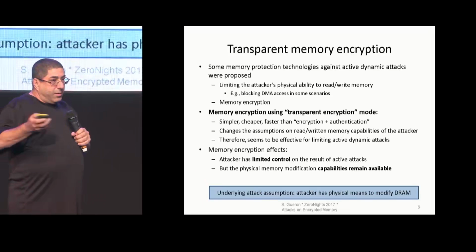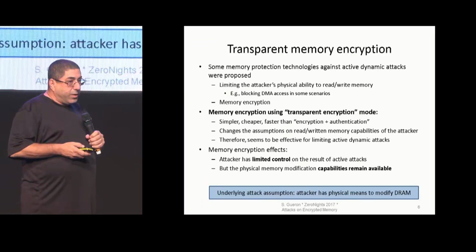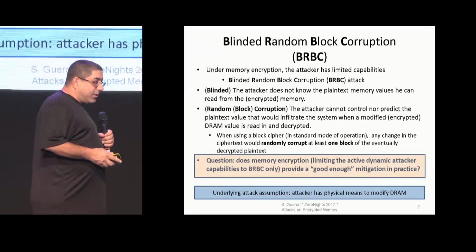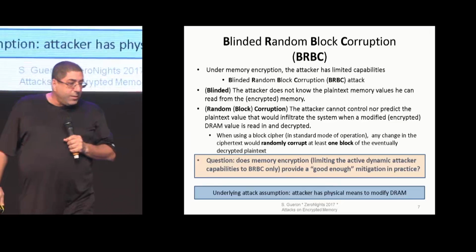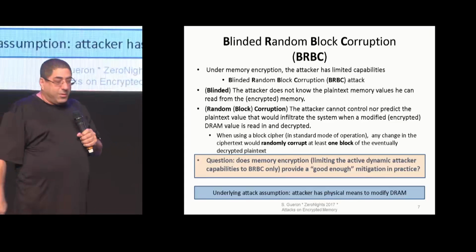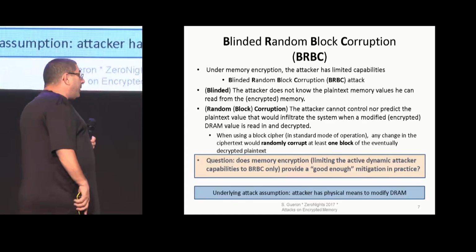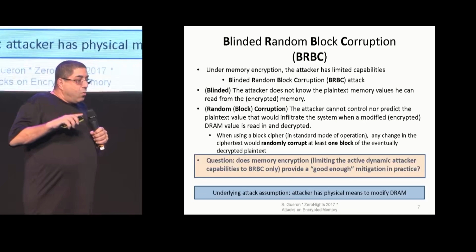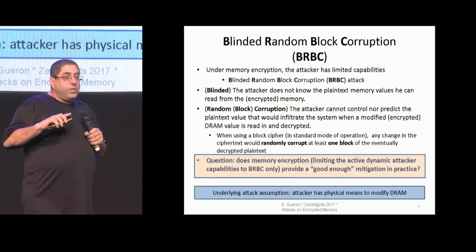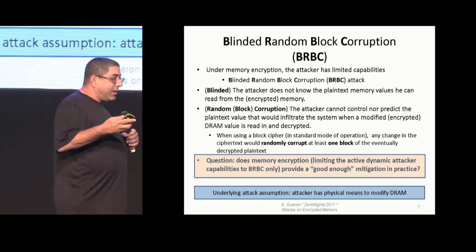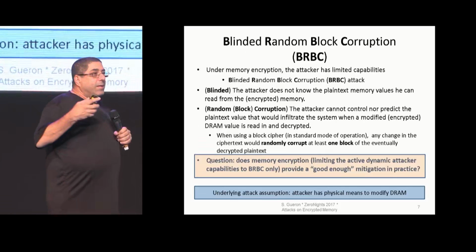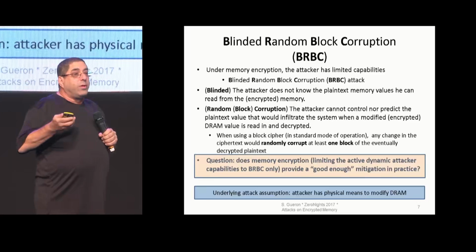Because everything is blinded, presumably you cannot break the encryption. So let's go to what we call blinded random block corruption, BRBC. We made up these acronyms. So what can the attacker do? The attacker, with these capabilities of reading and writing the memory, what can this attacker do under the assumption that the memory is also encrypted?